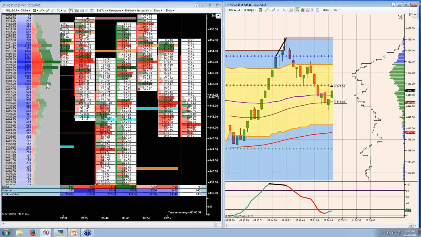Let's see, Lewis is saying, are you doing composites like they do on Sierra? And I'm not sure what that question's about.